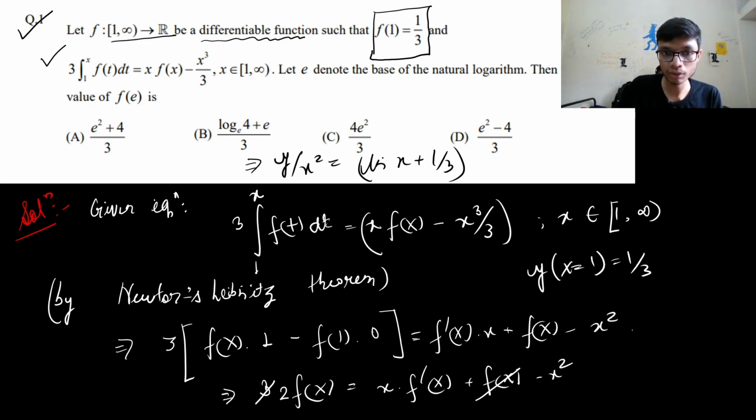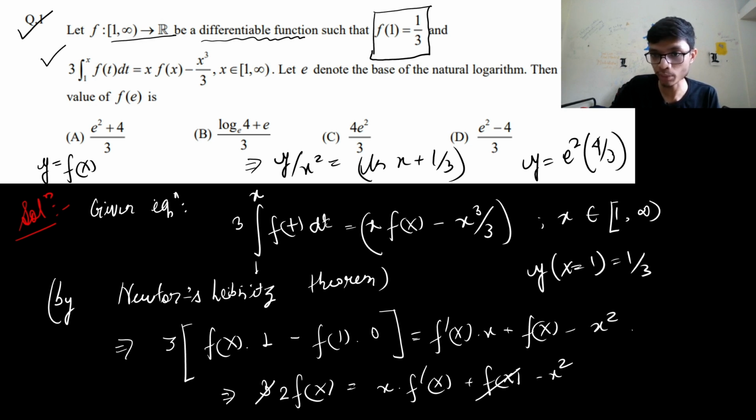So if you have to find the value of f when x is equal to e, we have assumed that y is equal to small f of x. So we have to put the value of x as e, and from there we will get the value of y. So y is equal to e square into, if you put e, this will be 1 and this will be 1 plus 1 by 3, that will be 4 by 3. So you get the answer as 4e square by 3. That is option number C. So the right answer to this question is option number C.